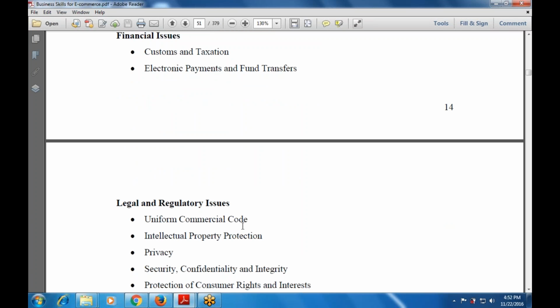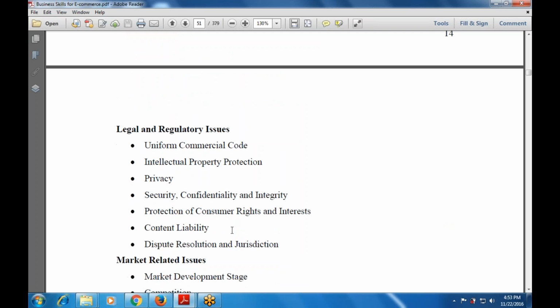then legal and regulatory issues. There is the uniform commercial code, intellectual property protection, privacy, security, confidentiality and integrity, protection of the consumer rights and interest, content liability, dispute resolution and jurisdiction.